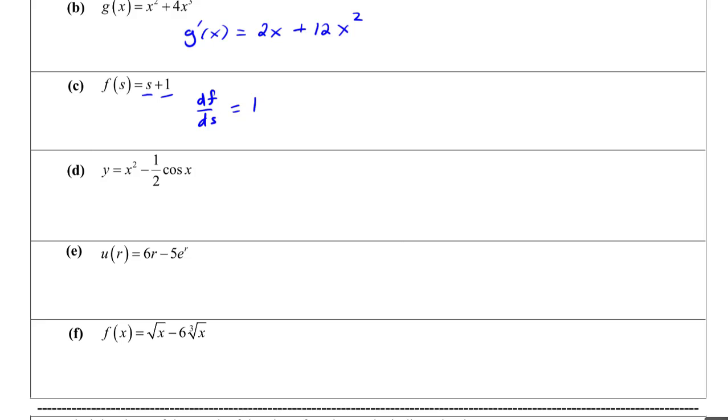All right, y equals x squared minus 1/2 cosine x. Again, I'll just switch it up and use dy dx. I could have used y prime. So derivative of x squared, 2x, and then I have minus 1/2 as a constant multiple, and then the derivative of cosine x, by memory, is minus sine x. So that becomes a positive sine x.